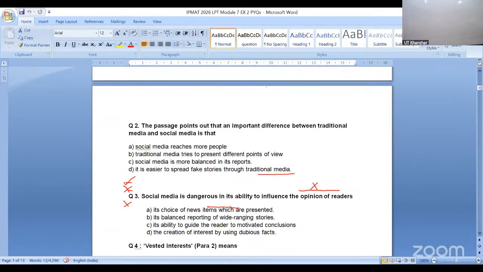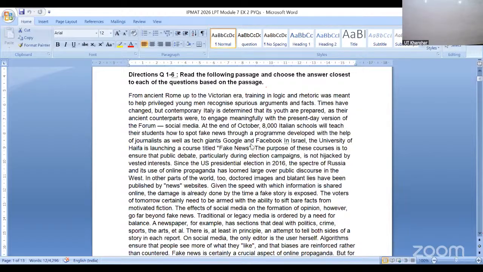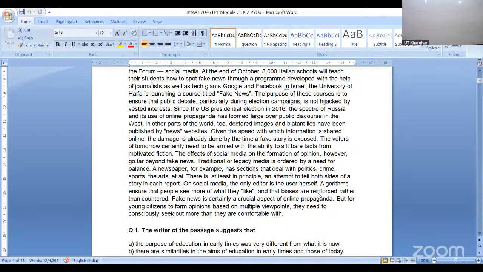Question number 2, what was the answer? B. B. It is easier to create stories. Does it talk about creating stories anyway? The passage points out an important difference between traditional media and social media. So what's the difference between traditional media and social media? Where do you get the difference? If you look at the last part, right?